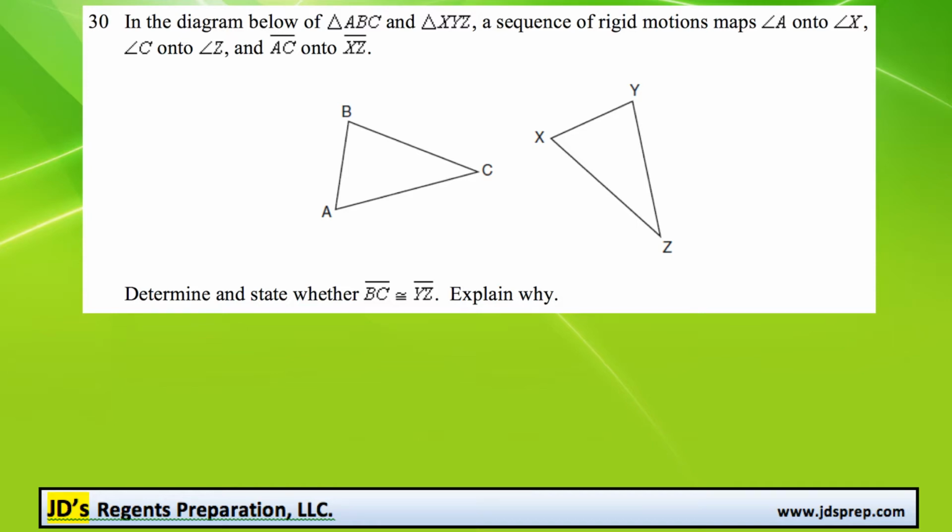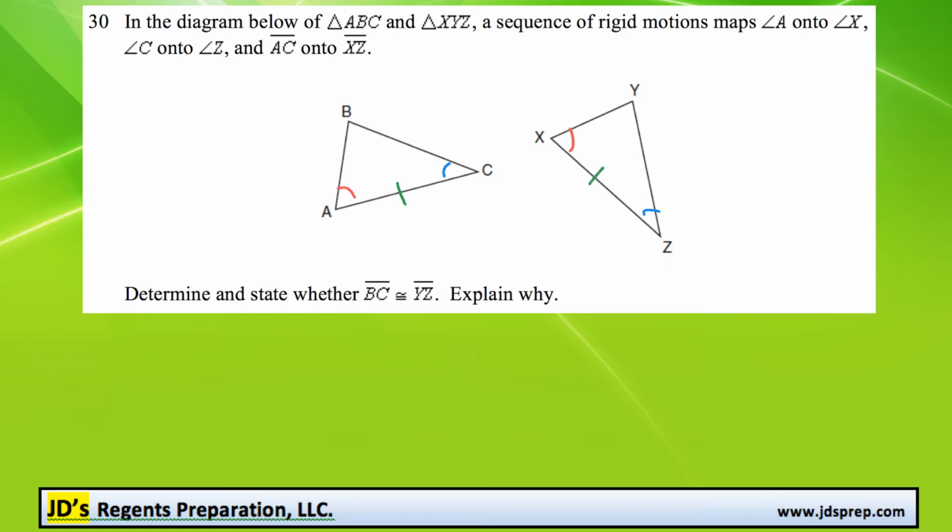This is question number 30 from the August 2017 Geometry Regents exam. We're given two different triangles here, and it says that a sequence of rigid motions maps angle A onto X. So we know that these two angles are identical. Angle C onto angle Z, so we know those two angles are identical. And also that AC goes onto XZ, so this and this are congruent.